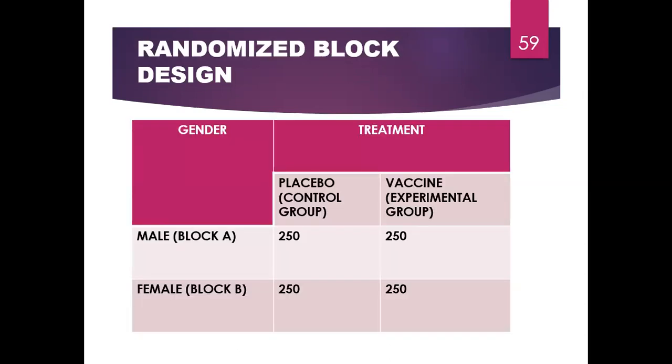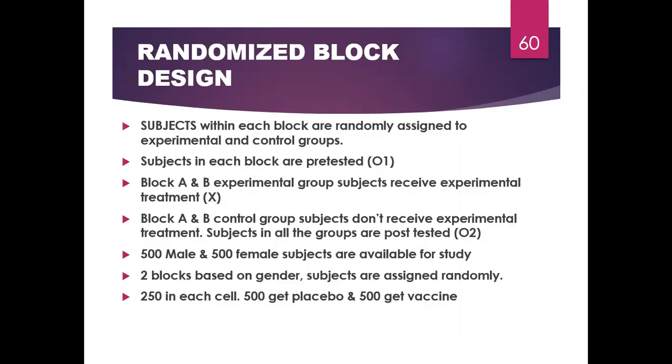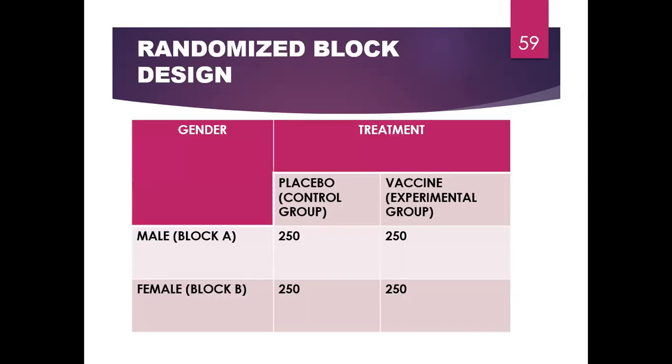Randomized block design. Gender: male block A, female block B. The treatment given is placebo, that is the control group, 250, and vaccine, the experimental group, 250. So this is the randomized block design. Subjects within each block are randomly assigned to the experimental group and the control group. Subjects in each block are given pre-test. Both of them are given pre-test.